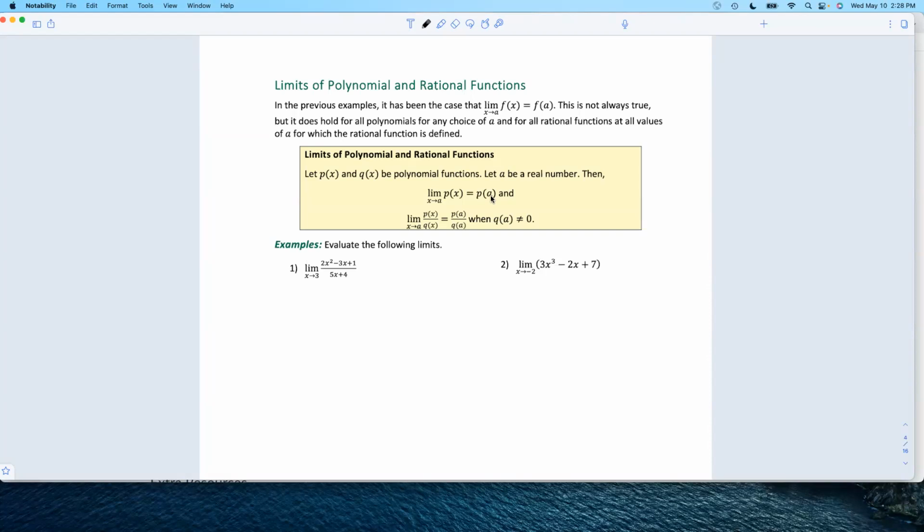Rational functions are continuous on their domain. And what's the domain of a rational function? Any place where the bottom is not 0. So for any polynomial or rational function, if somebody asks you to calculate a limit, the first thing you try is you just plug it in. If you get an answer, if you get a number, you're done. That's the limit.